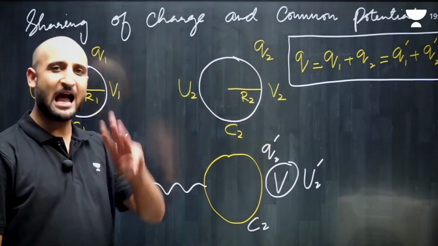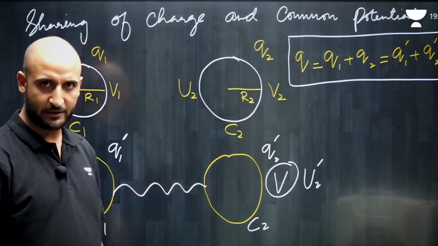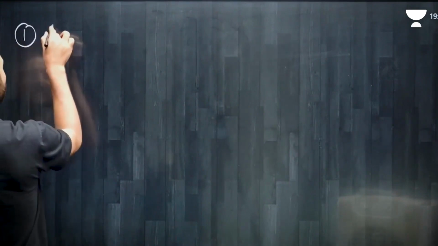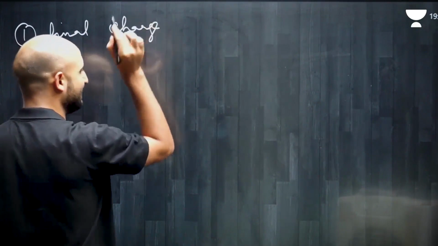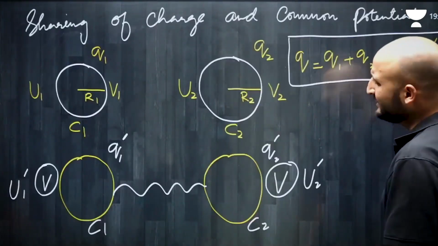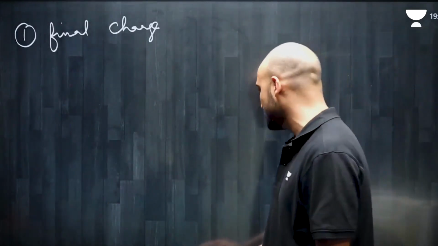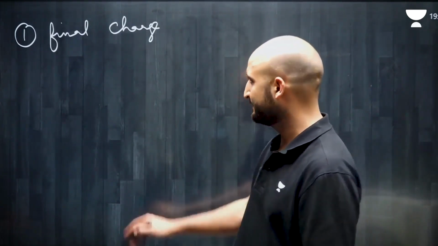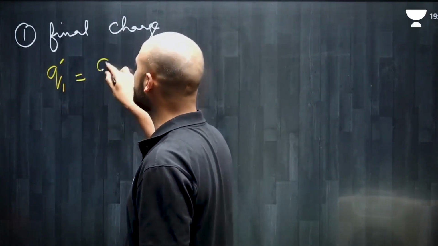Now, I told you I'm asked 3 questions: final charge, common potential, and heat dissipated, right? Let's talk about the first one. What will be the final charge on each conductor? I don't think I need to derive it here. I will simply write down the equation, but let me tell you that this equation comes simply from the conservation of charge. Since the final charge is Q1 prime, your Q1 prime is equal to your total charge Q.